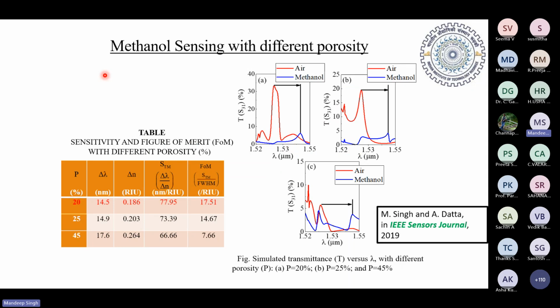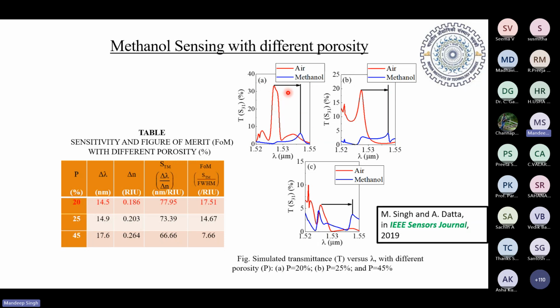Methanol sensing we have done with different porosity. You can see the first one is the case for 20%. We have again calculated the coupled power, S31 versus lambda, in percentage. From 0 to 100%, we have put the scale, and I'm showing here till 40%. You can see that in the presence of air, one peak is there, and for methanol, the peak is reducing and shifted.